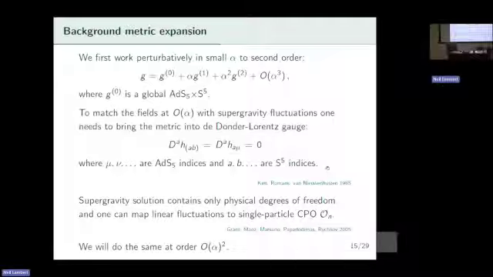So now we can perturbatively compute the metric, and it is also very convenient for the computation to bring it to the de Donder-Lorentz gauge, because in this gauge we don't have any unphysical gauge degrees of freedom. So all the gauge degrees of freedom are set to 0. So we can simply match the supergravity fluctuations to the operators in the CFT.